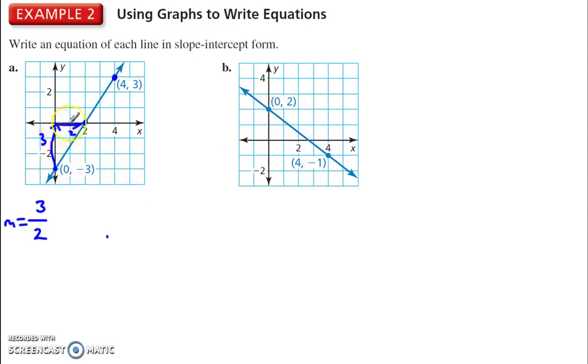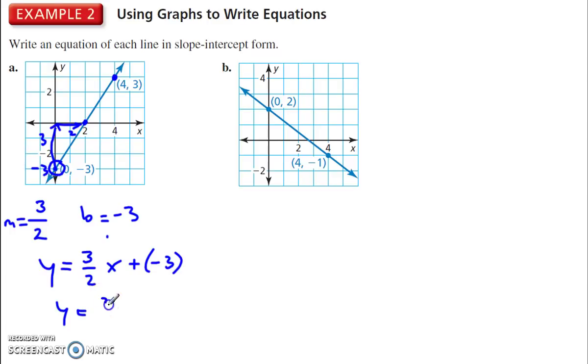Okay, so I read that from the graph, and I'm also reading on the graph here that the y-intercept is at negative 3. So b is at negative 3 right there. So y equals 3 over 2 x plus negative 3. So we will simplify the plus and negative. Y equals 3 over 2 x minus 3.